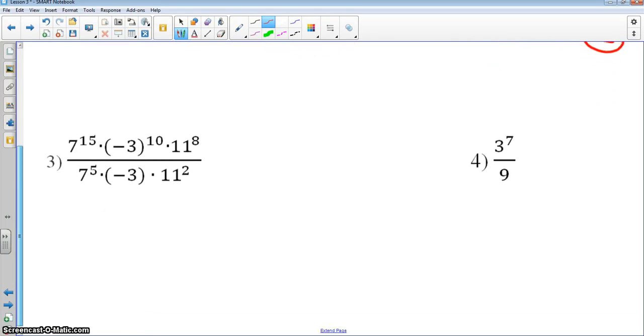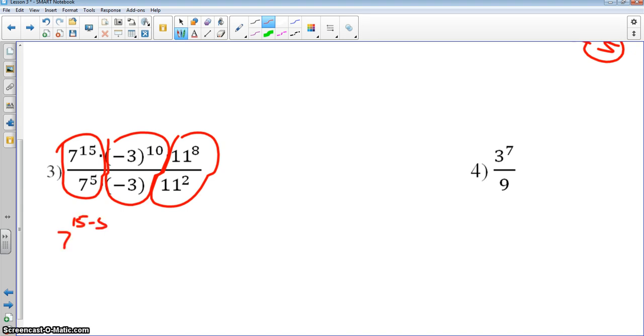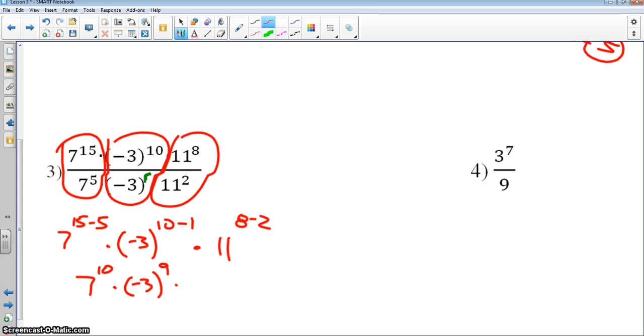Alright, this is a long one, but all you have to do is line up the like bases. So we have the 7s, we have the negative 3s, and we have the 11s here. Okay, so you just have to subtract their exponents. 7 to the 15 minus 5 times negative 3 to the 10. Don't forget that this one has a 1 right there. So it'd be 10 minus 1. And finally, we'd have 11, 8 minus 2. Let's do subtraction, so we get 7 to the 10th times negative 3 to the 9th times 11 to the 6th. Hopefully that's what you got.